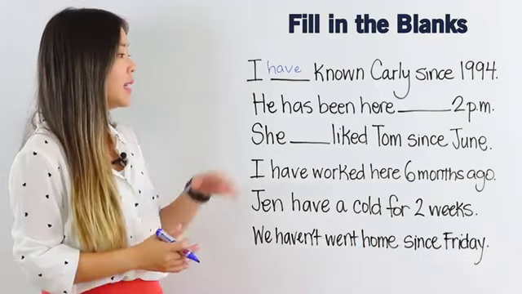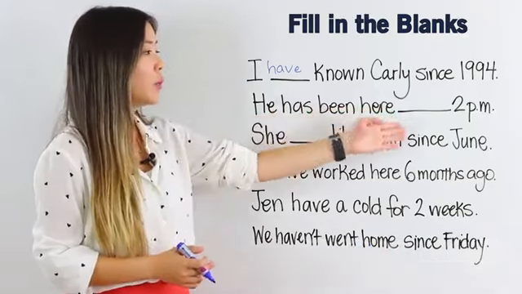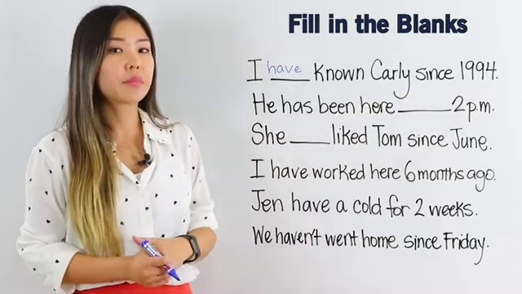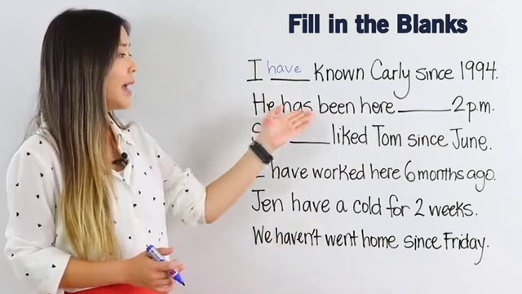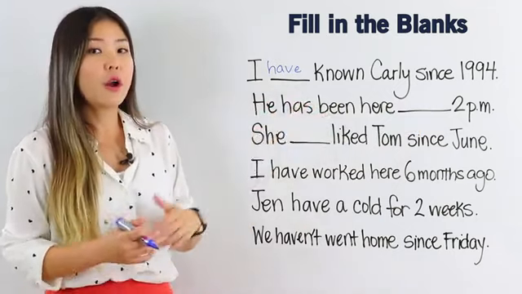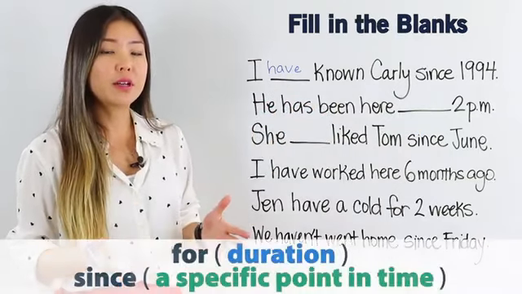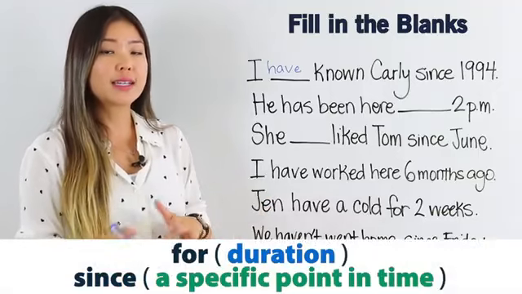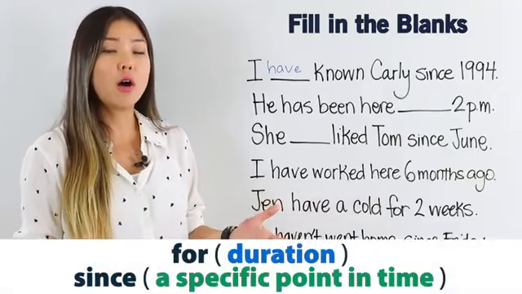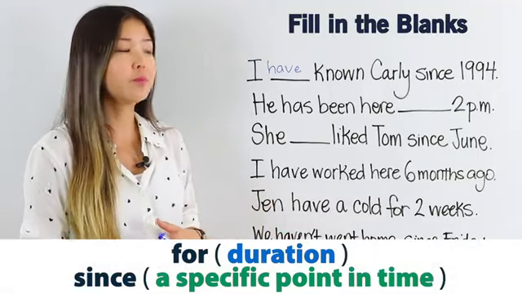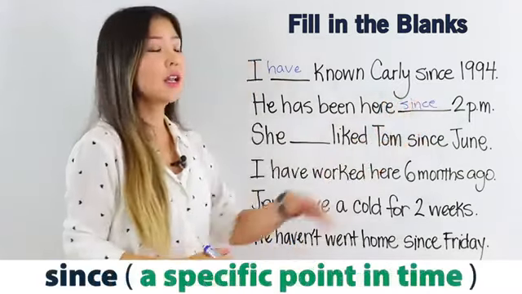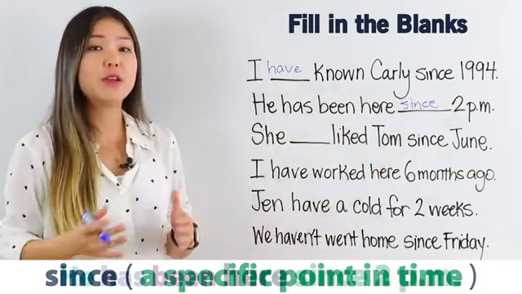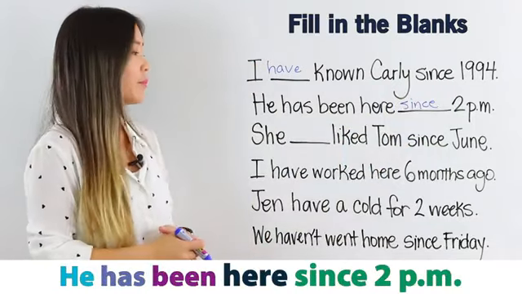For I, you, we, and they, we use have after the subject. The next sentence says, he has been here blank 2 p.m. Now, the first part is all there. He has been. However, remember that for the present perfect tense, we use for or since to talk about how long that action has been true. In this case, we use since because 2 p.m. is a specific point in time.